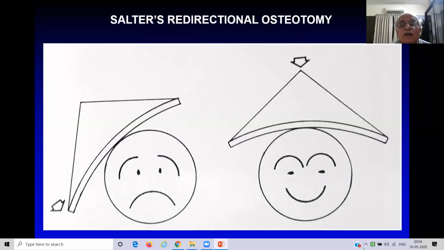So you look at this, what is called redirection osteotomy. What you see is the head like this, a hat, a cap. Only this cap has changed its direction. The configuration of the cap has not changed. That is the point. That's why it is called a redirectional osteotomy.